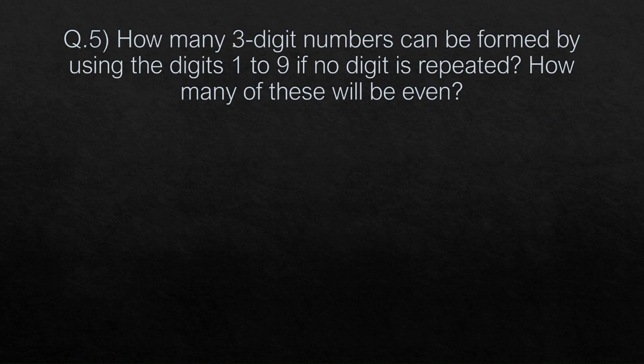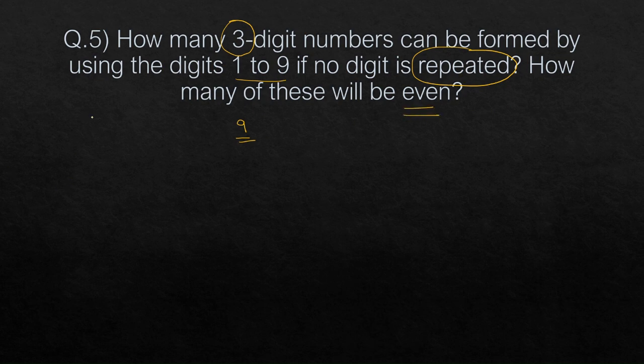Now the fifth question says how many 3-digit numbers can be formed by using the digits 1 to 9 if no digit is repeated. So repetition is not allowed is the second condition, and the number should be of 3 digits is the first condition. The options available are 9 because from 1 to 9 there are a total of 9 digits. And the second part of the question says how many of these will be even.